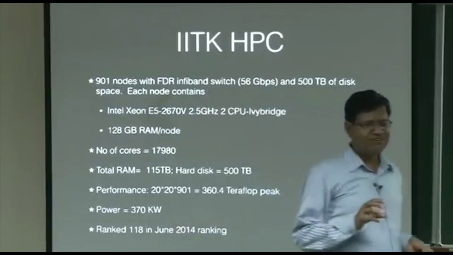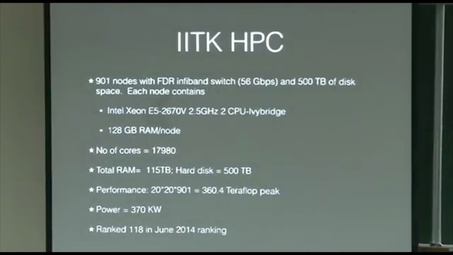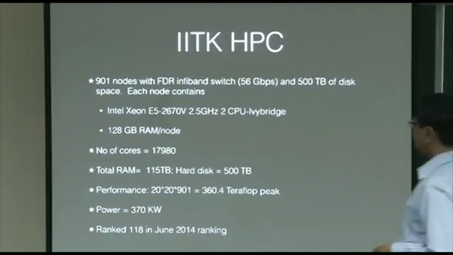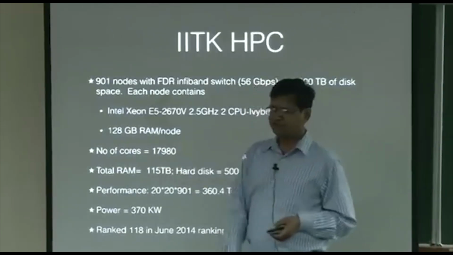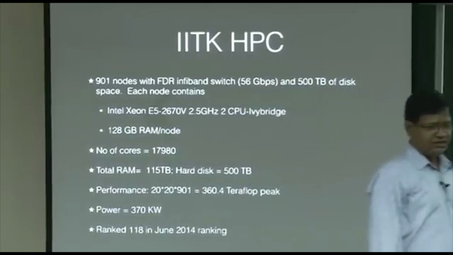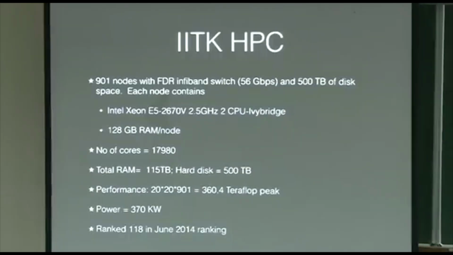Some of the master nodes have fewer cores. Overall, we got 17,000 or 18,000 cores in our HPC, which is a big number. This machine was ranked, now it is slipping down, 118 in the world. This is called top500.org. It was 118th in June 2014.